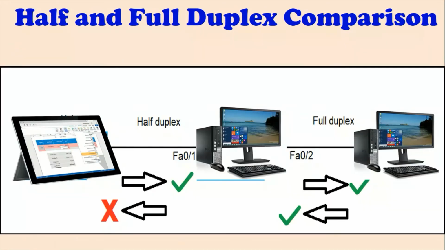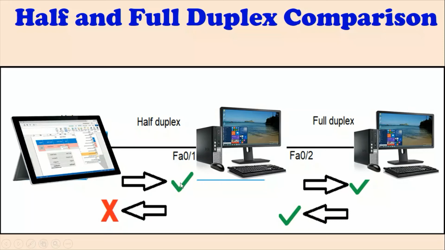Let's move towards the last one, a comparison between half and full duplex mode. Half and full duplex modes are used to send data in both directions, but simplex is not like that, because in simplex mode we have to send data in one direction. So we are comparing half duplex and full duplex. As we can see, there is a tablet sending data towards the desktop computer. That is called half duplex, because we can see there are two arrows.